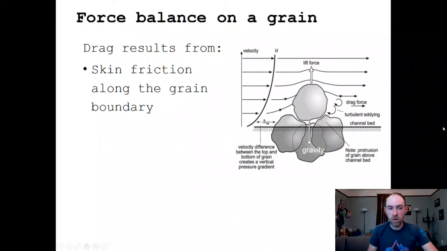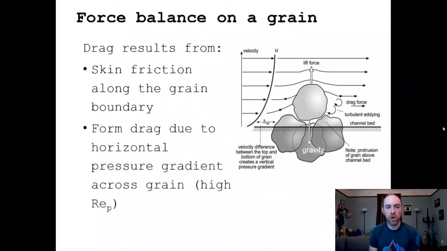The second form of drag that can be exerted by the particle on the fluid or the fluid on the particle, right? Those are equal and opposite. Friction forces are equal and opposite. The second form is called form drag. And form drag is a little bit interesting.